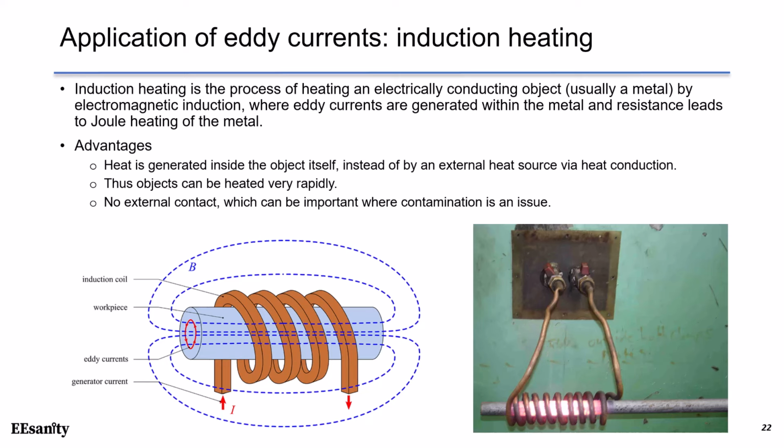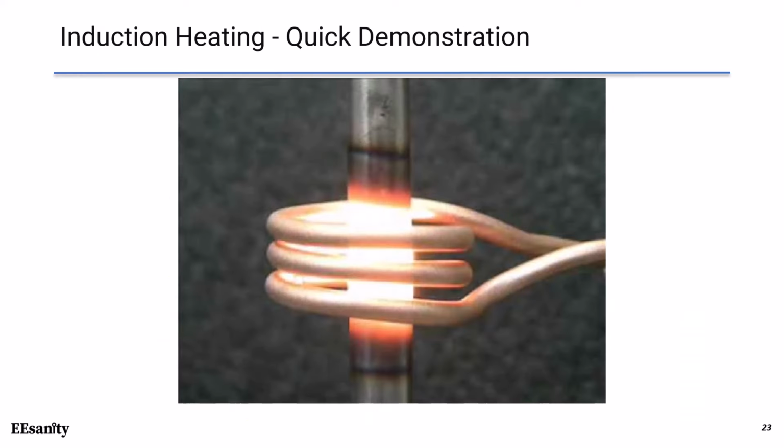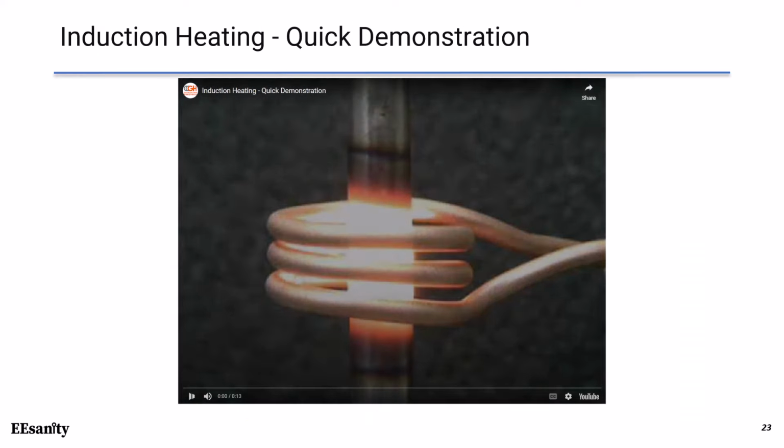One application of eddy current is the induction heating. Induction heating is a process of heating an electrical conducting object, usually a metal, by electromagnetic induction, where eddy currents are generated within metal, so there are a few advantages. For example, the heat is only generated inside the object itself. These objects can be heated very rapidly. There is no external contact, which can be important where contamination is an issue. Now let's watch a video to show the induction heating.